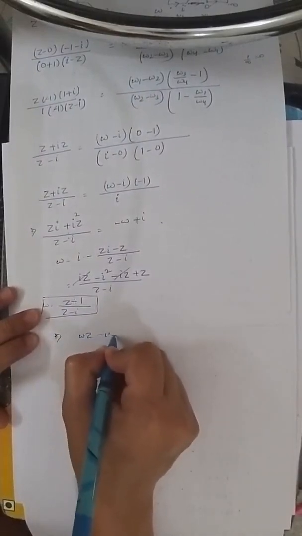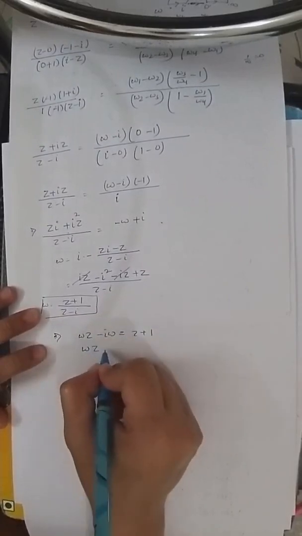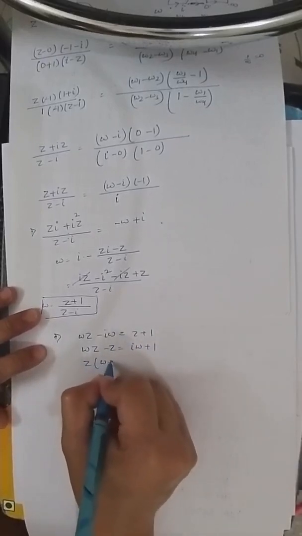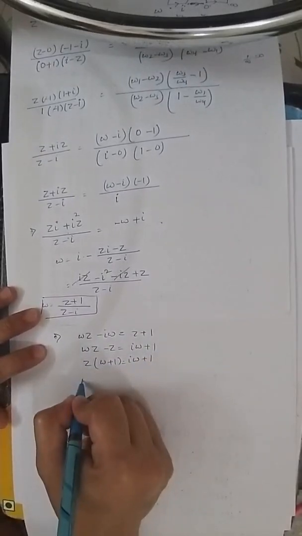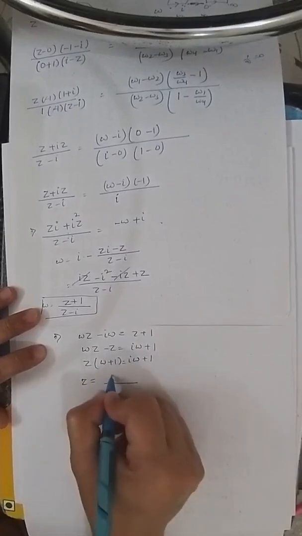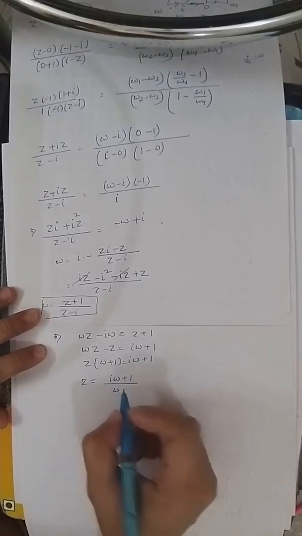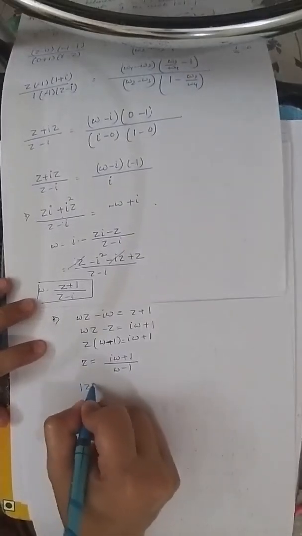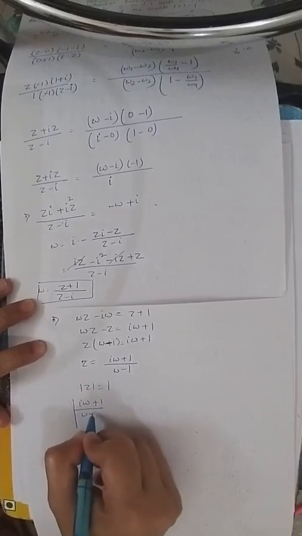wz − ιw = z + 1, wz − z = ιw + 1, z common, z(w−1) = ιw + 1. That is, z is (ιw+1)/(w−1). Our circle was |z| = 1. Therefore |(ιw+1)/(w−1)| = 1.